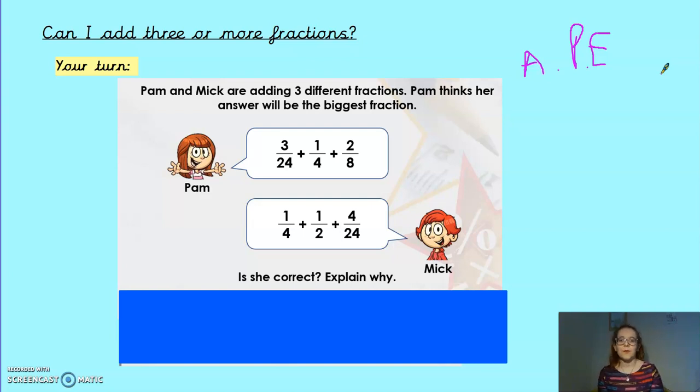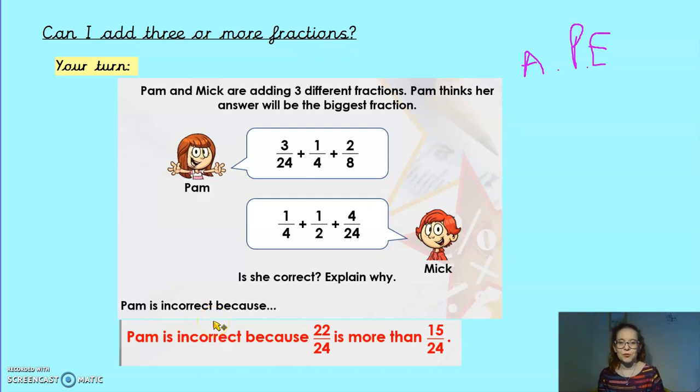Is she correct? So Pam is adding 3 24ths, 1 quarter, and 2 eighths together. And Mick is adding 1 quarter, 1 half, and 4 24ths. Who is going to be correct? And I'm going to reveal the answer in 3, 2, 1. Pam is incorrect because 22 over 24 is more than 15 over 24. Remember that if our denominators are the same, then the bigger the numerator, the bigger the fraction.